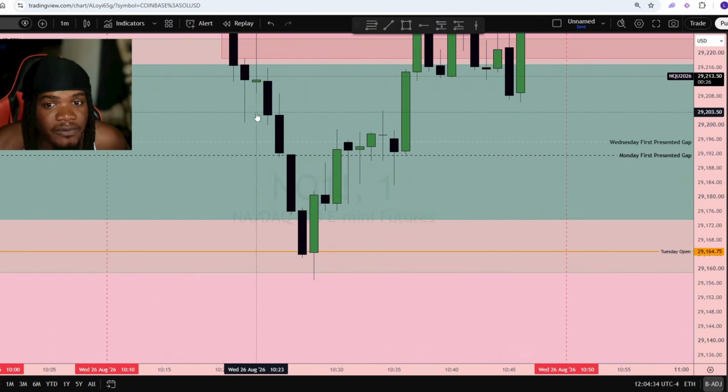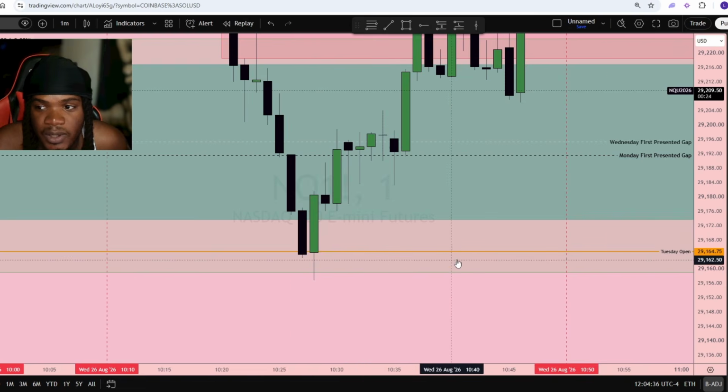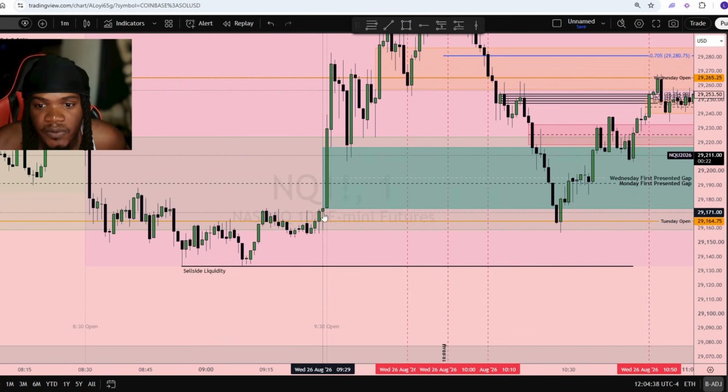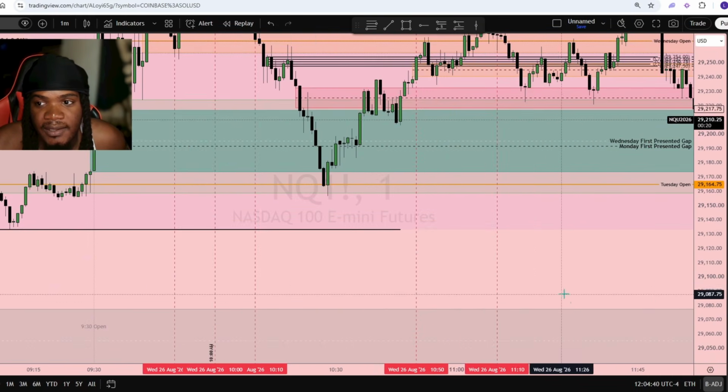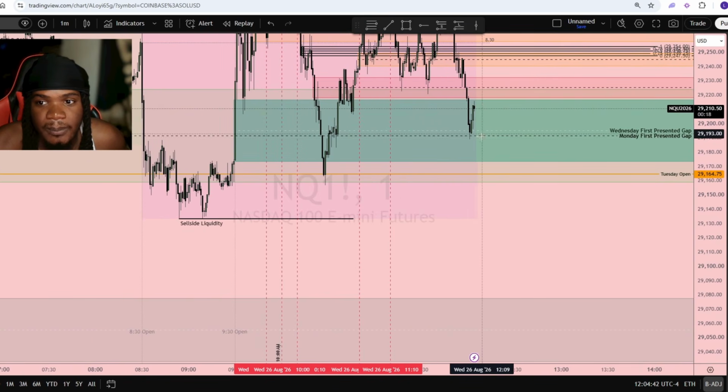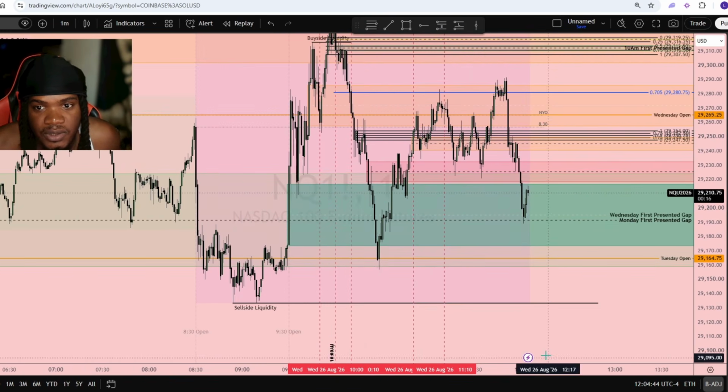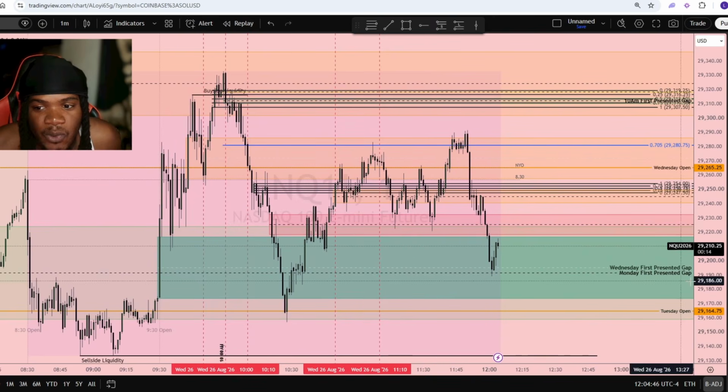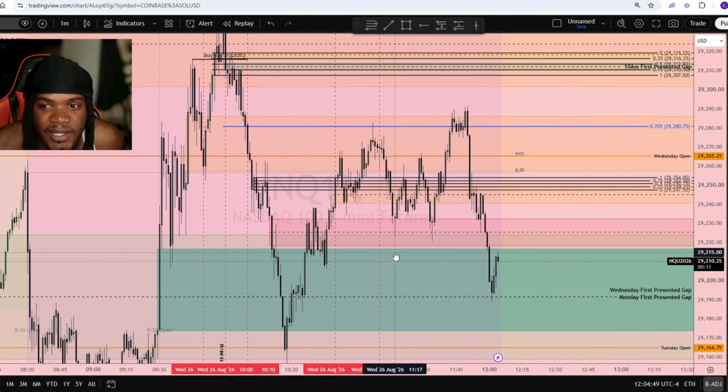Flawless trade. It even pushed down and touched Tuesday's open as well, filling that entire fair value gap here. And as you can see, we continue to make our way down to where these equal lows. So the market is going to do pullbacks, and while we on the call, I'm gonna just go ahead and give y'all a little bit of sauce.